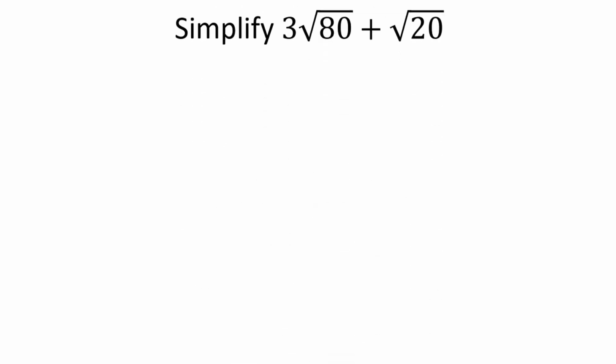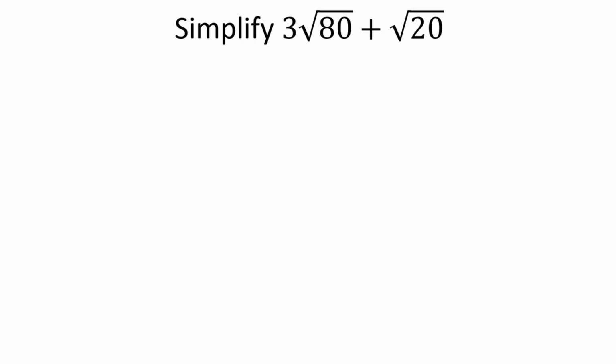Let's try 3 square root 80 plus square root 20. Now, you can think of square roots kind of like variables, in that the only way we can add or subtract them is if the square root is the same, which is not the case in this problem. Let's try simplifying the square roots.